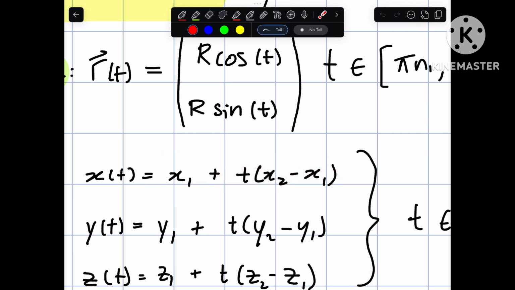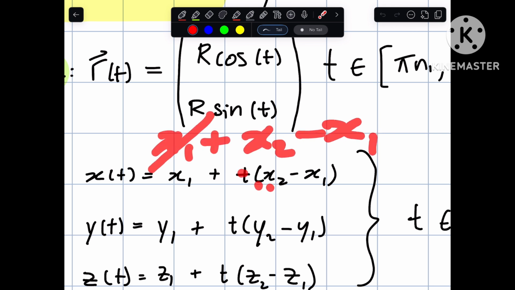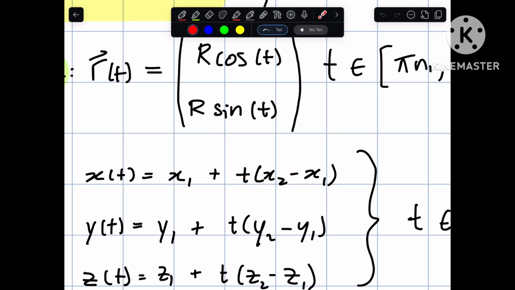Now, when t is equal to 1, it's at the very end. So when we input t equals 1, it's going to be x1 plus x2 minus x1. The x1s cancel each other out, and you're left with just x2, which is your final position, and exactly what you want.